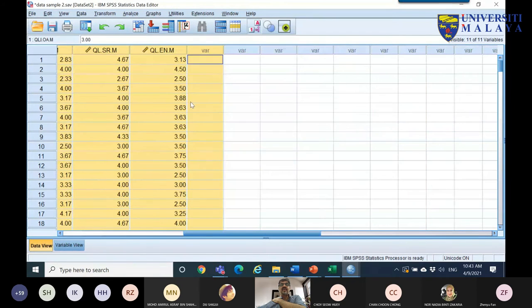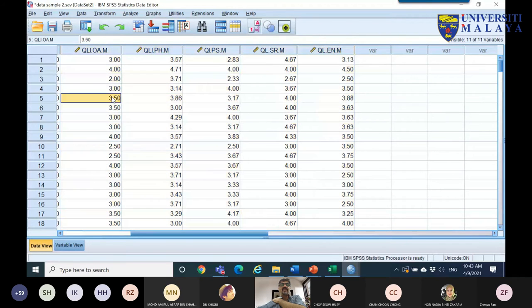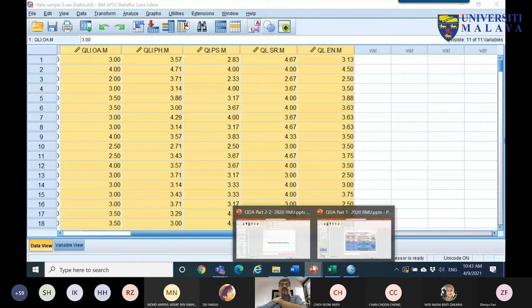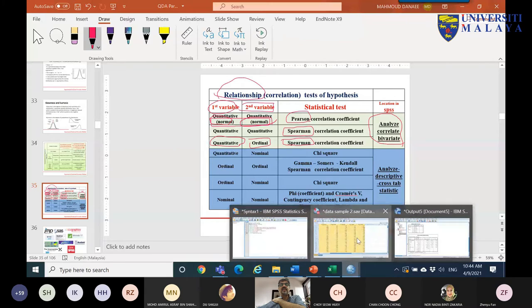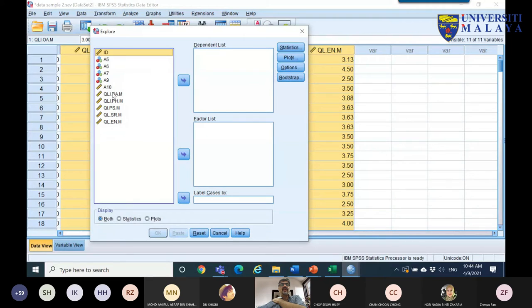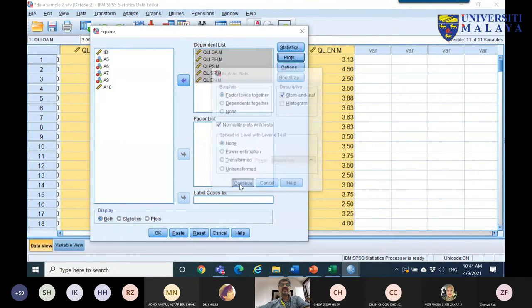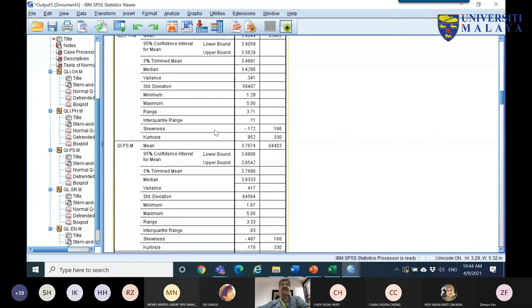So first we have to look at the data. Are they quantitative or qualitative? As long as they have decimal numbers, it means they are quantitative. But remember, for using the Pearson, we have to make sure that they are normally distributed. So what I need to do is go to Analyze, Explore, and then put all these variables and check the normality plot with test, right? Click OK.